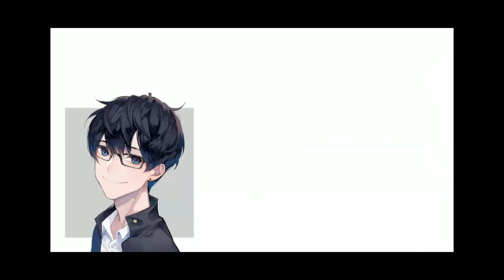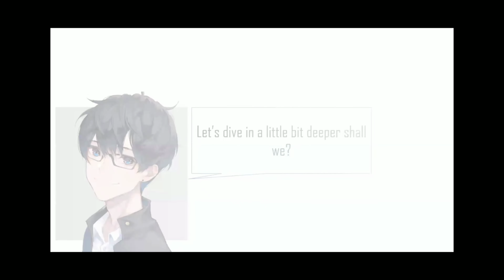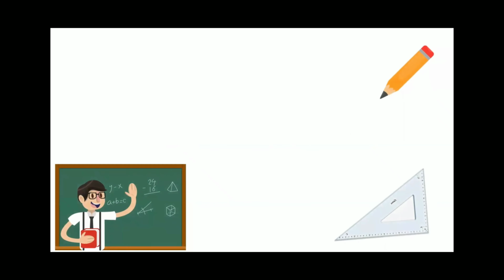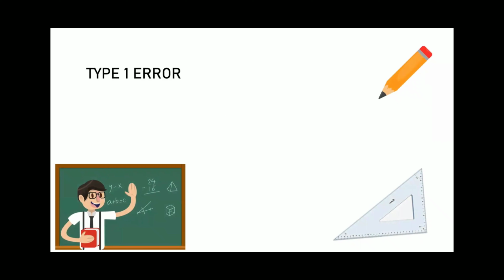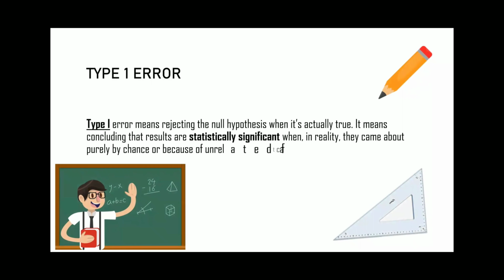Let's dive a little bit deeper into each of the two types of errors. First, we have type 1 error. A type 1 error means rejecting the null hypothesis when it's actually true. It means concluding that results are statistically significant when in reality they came about purely by chance or because of unrelated factors.